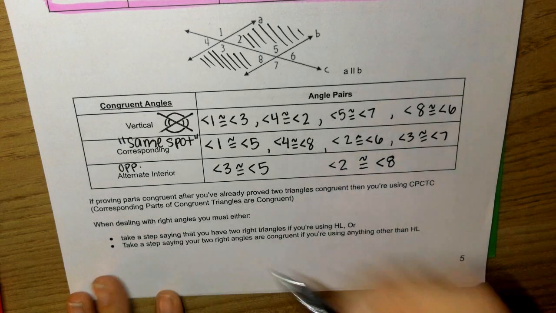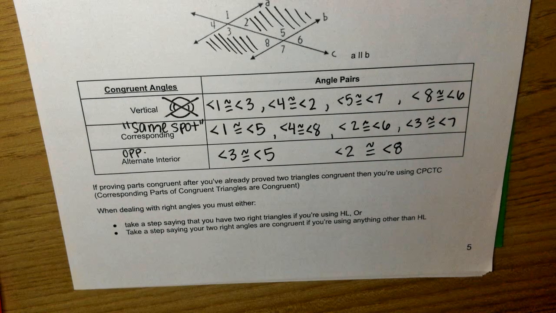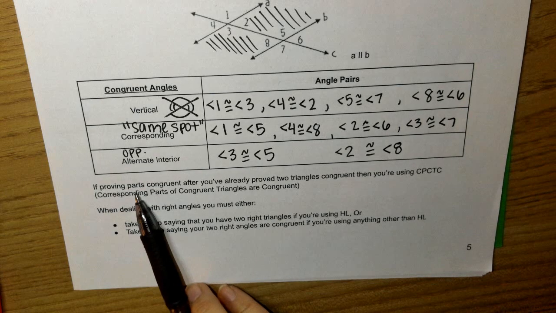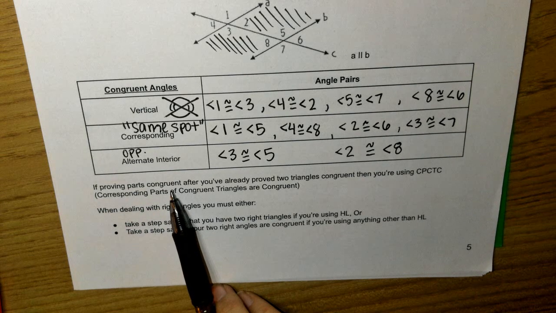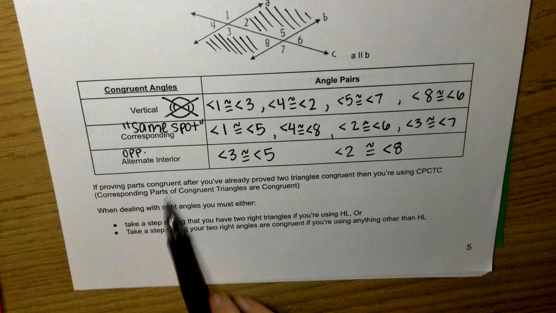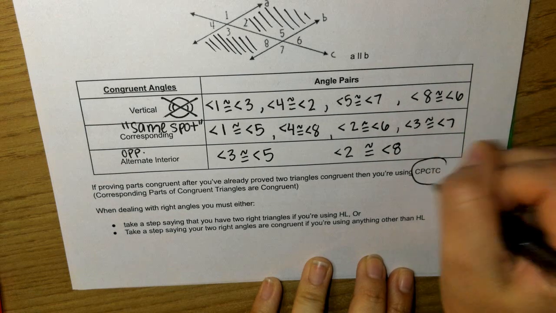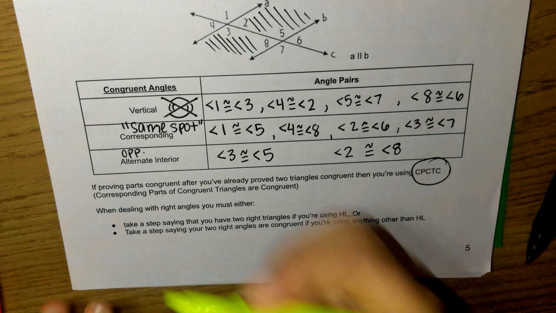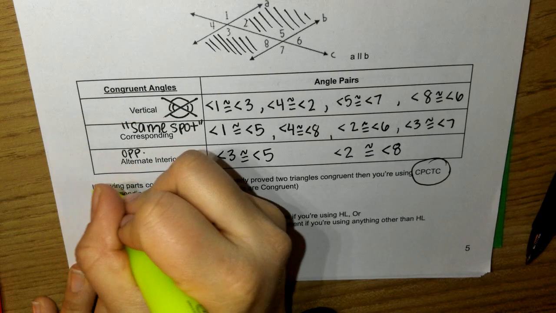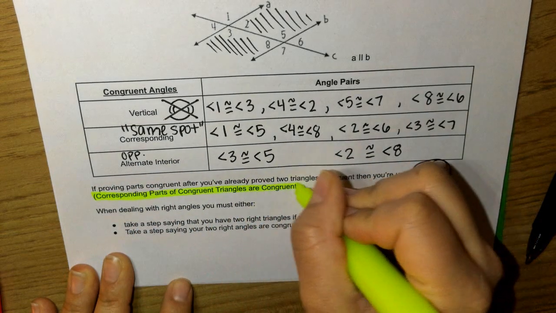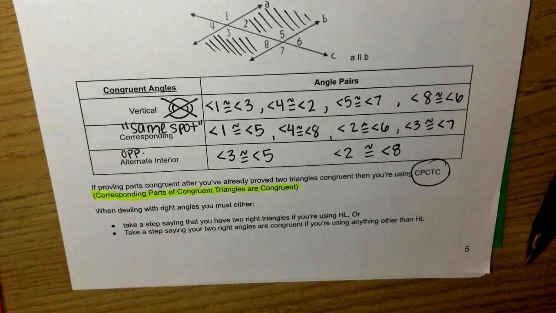Okay, moving on. A new term we're learning today: when you're proving parts are congruent, after you've already proved 2 triangles are congruent, we use this thing called CPCTC. That just means corresponding parts of congruent triangles are congruent. So we're going to be looking at that in one of our proofs for our practice. Let's move on to the next page.